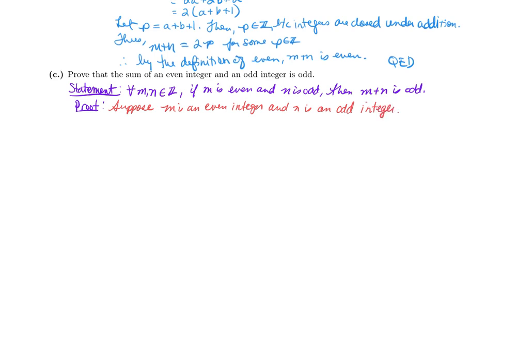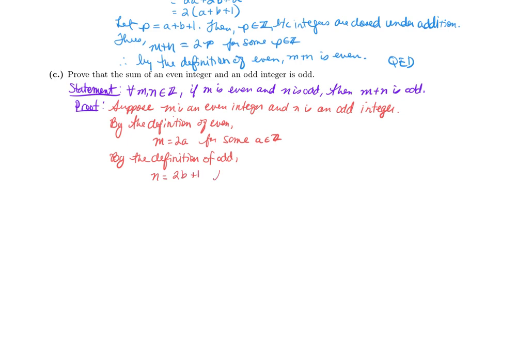And since we can suppose those two things, we can now use their definitions. By the definition of even, we can say m equals 2a for some a in the set of integers. We can also say by the definition of odd, we know that n is 2b plus 1 for some b in the set of integers.